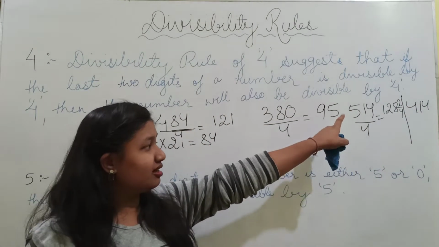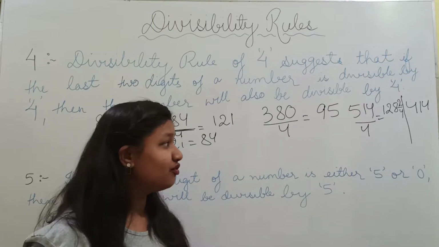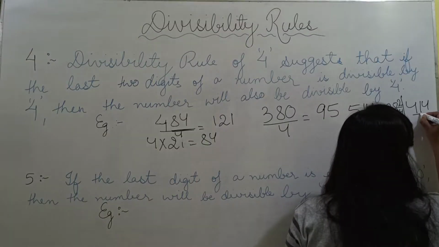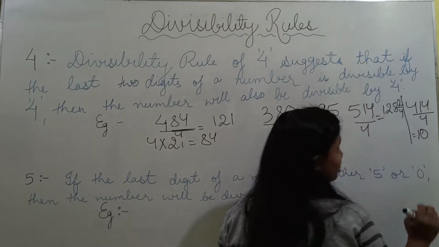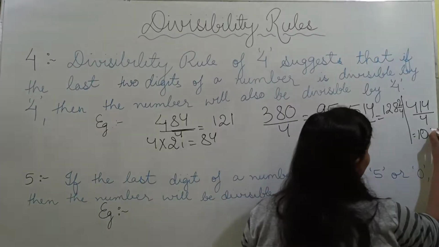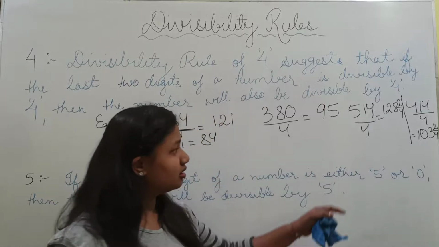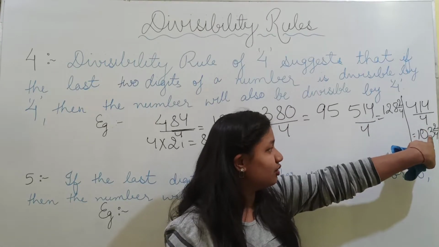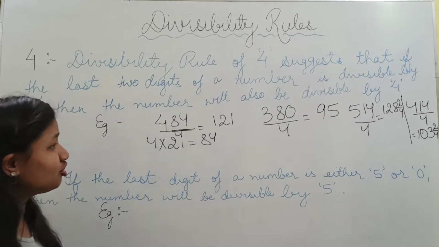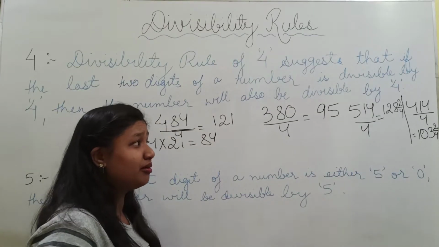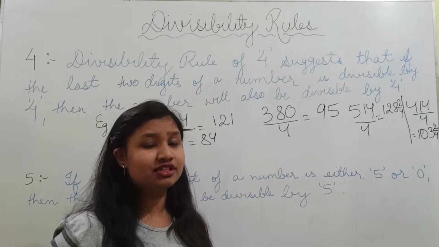So, now we can say that since the last two digits weren't divisible by 4, the whole number was not divisible by 4. Let me show you another example. Okay, so 4 ones are 4, 4 zeros are 0. Now 1 will be carried, then 4 3s are 12. Again 2 will be our remainder, and on dividing 414 by 4, we get 103 whole 2 by 4. So now we can be sure that if the last two digits of a number are not divisible by 4, then surely the whole number will not be divisible by 4.